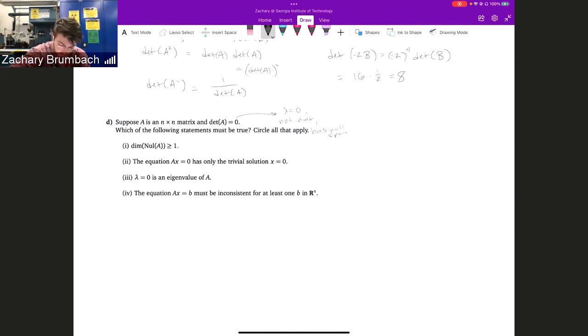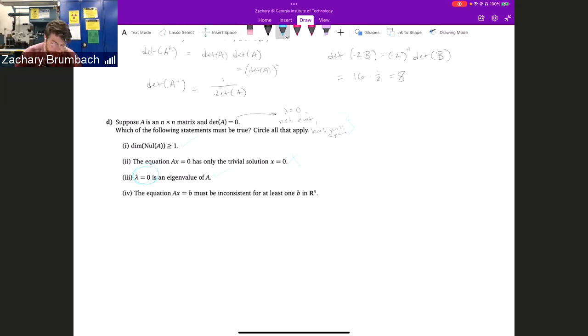Okay. So for this one, dimension of the null space is greater than or equal to 1. Yes, because we know it has a null space. The equation Ax equals 0 has only the trivial solution. That is not true because it does have a null space, so there is a non-trivial solution. Saying we have a determinant equal to 0 is the exact same as saying we have at least a multiplicity of 1 of a lambda equals 0. So that's true as well.